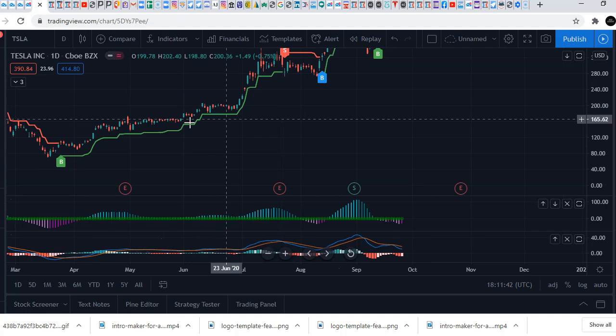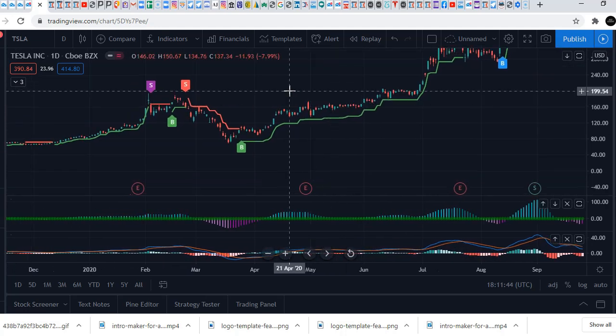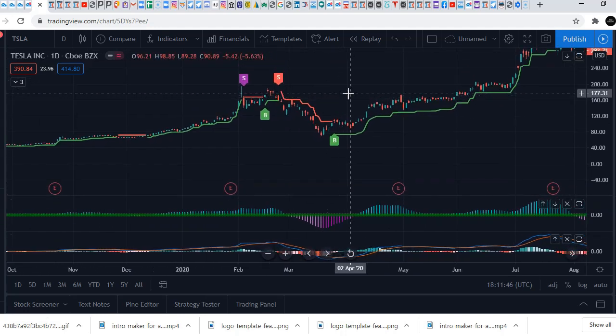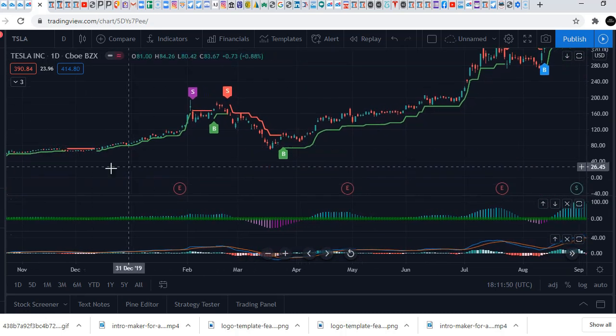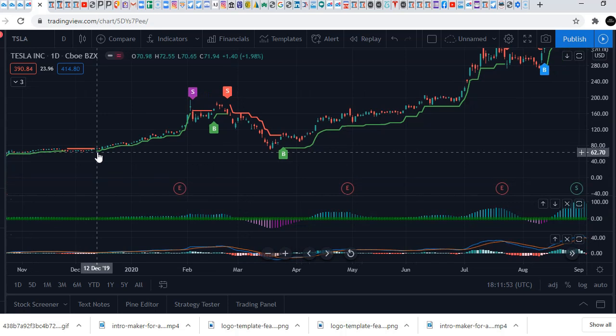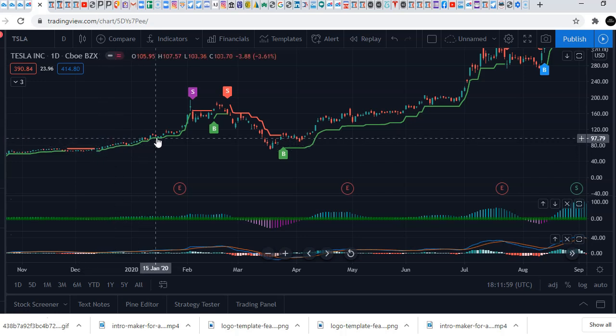If we go back and take a look at how this indicator has played out over the past few months: since December 9th of 2019 at $62, obviously adjusted for the split, we had a nice little buy trend started.